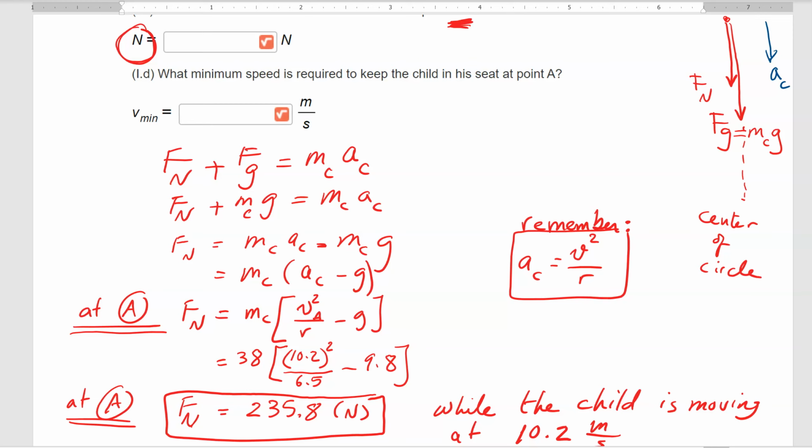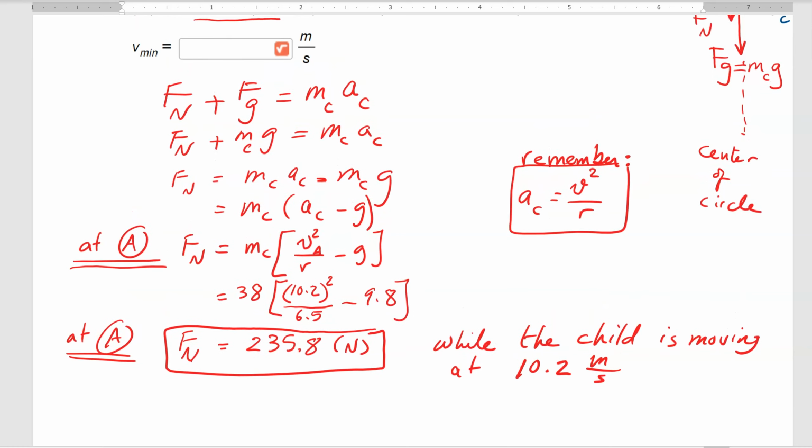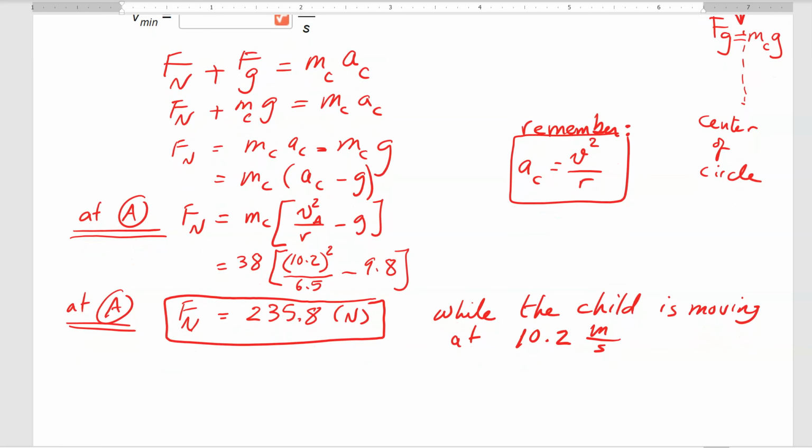Now they're also asking us to find the minimum speed that's required for the child in his seat at point A. Now, what I want you to know is when we're talking about the minimum speed, it means if the roller coaster slows down, the least speed that this cart can go around without dropping the child is the speed that is right at that limit. So the limit is, if you go too slow, think about the water in the bucket. If you don't spin the water overhead fast enough, it's going to drop overhead, right?